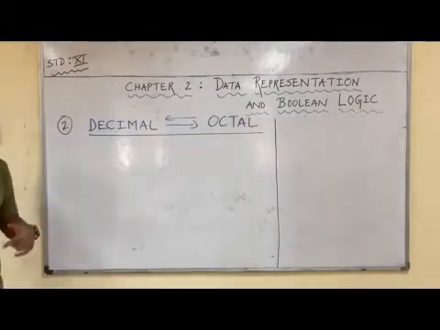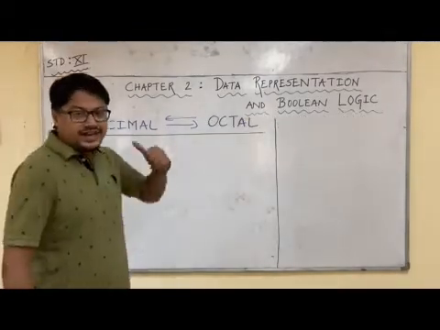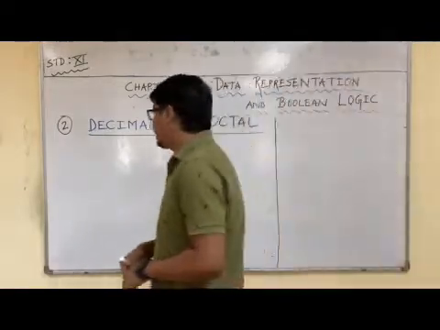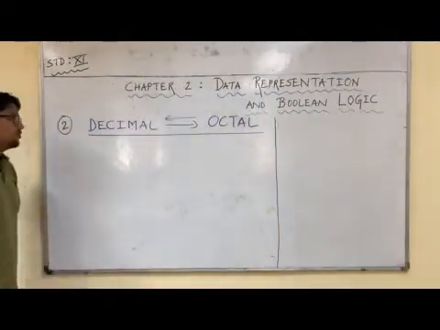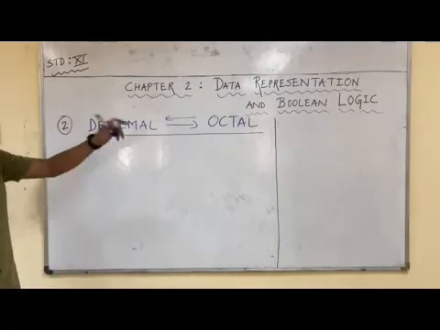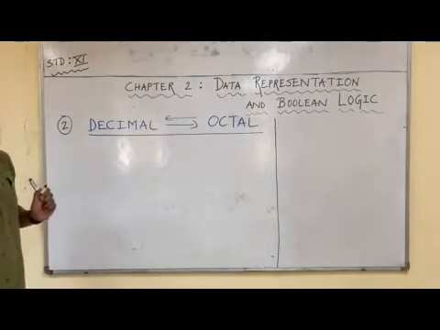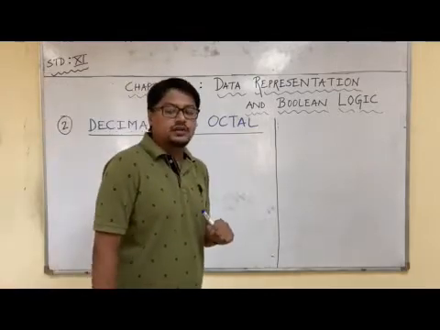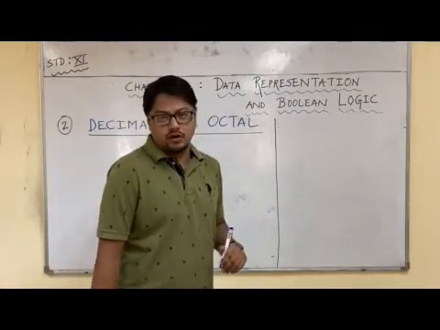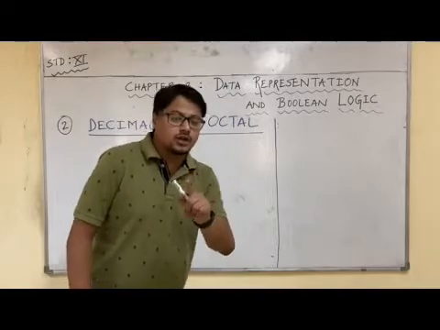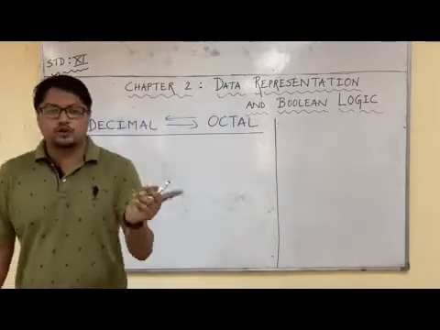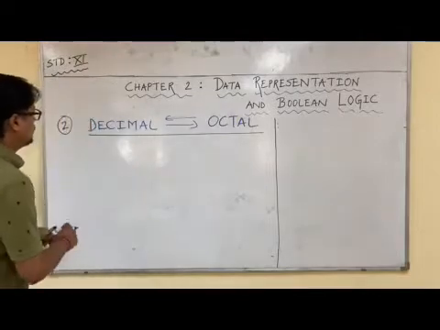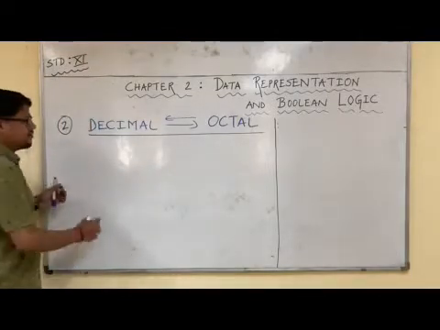Now students, let us see the second type of conversion, that is decimal to octal and back to decimal. Same technique we will follow. For converting decimal to octal, we will divide by 8, correct? And for converting octal to decimal, the same method we used for binary to decimal will be followed. But instead of power of 2, that is 2 to the power 0, 2 to the power 1, we will use power of 8.